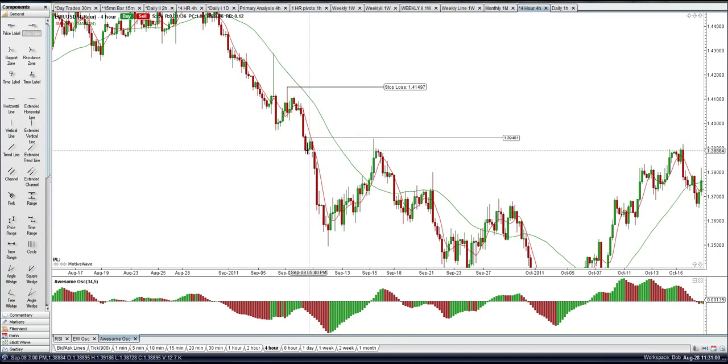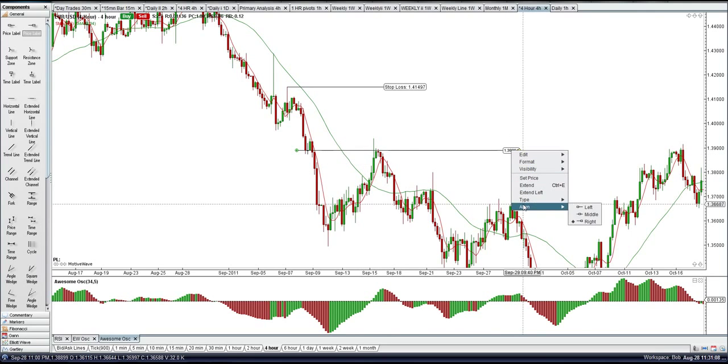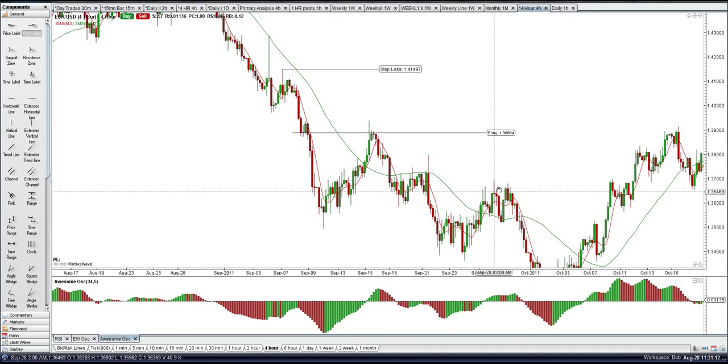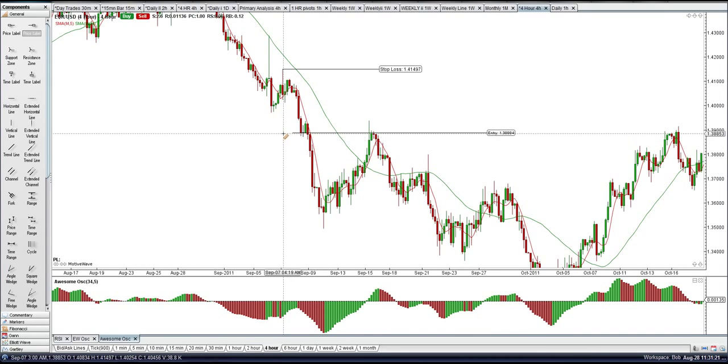Okay. And here is our entry, right here at about 38.88. I like to go for a 1-to-1 target right off the bat, get half my risk off the table, and then see where it goes from there. So here's our entry, here's our stop. So our risk is 260 pips, 262 pips, whatever.